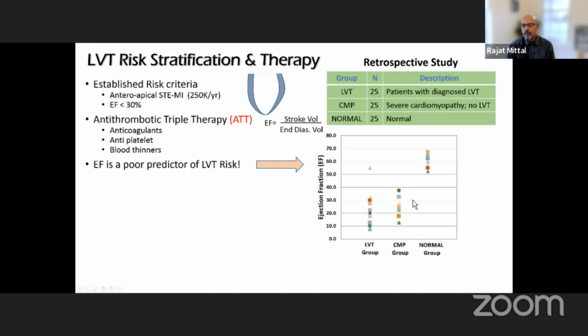And then two groups of patients, both of whom had low ejection fractions. So the average ejection fractions for both these groups are less than 30%, but one half of this group had left ventricular thrombosis, which is blood clots in their left ventricle. So that's the LVT group. And the other group did not have left ventricular thrombosis.